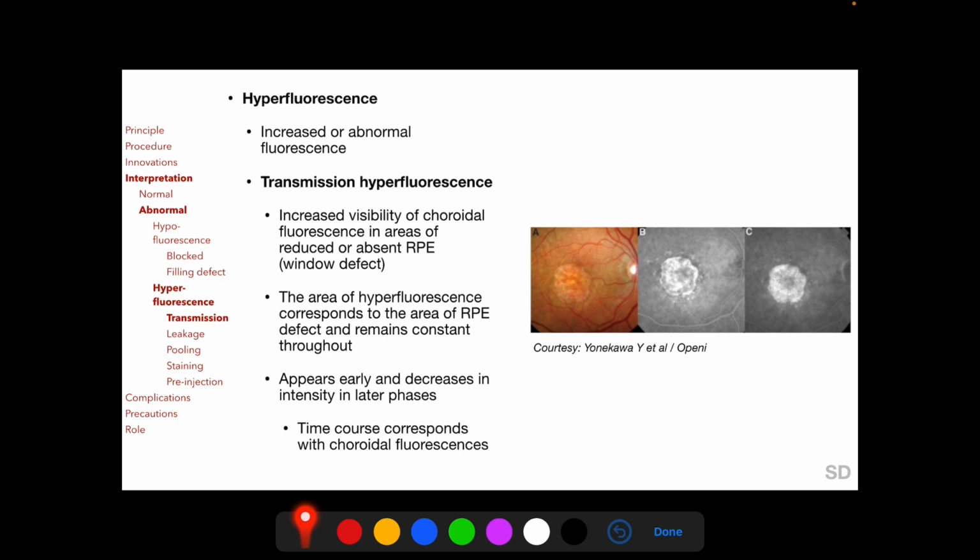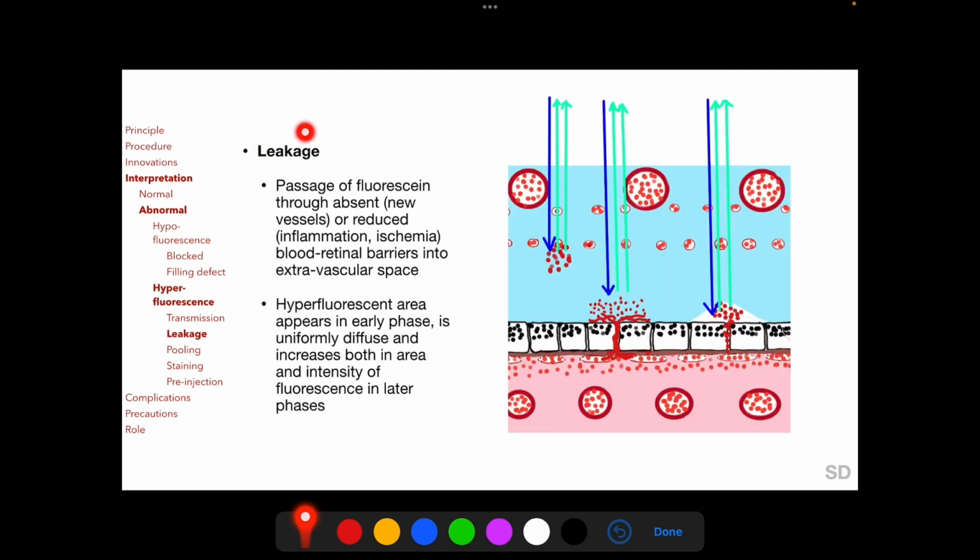And the hyperfluorescence appears early in the angiogram, initially increases in intensity but then decreases in intensity in later phases, corresponding to the time course of the underlying choroidal fluorescence. Leakage is another type of hyperfluorescence in which there is abnormal passage of fluorescein into extravascular space through either absent or defective blood retinal barriers.